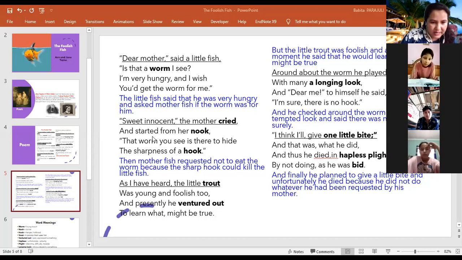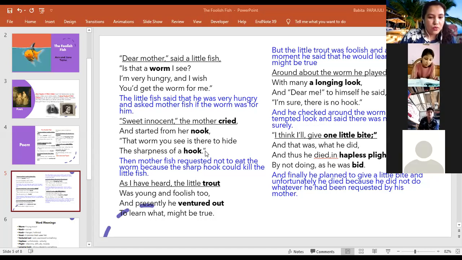Then what happened? Sweet innocent, the mother cried and started from her nook, the worm you see is there to hide the sharpness of a hook. Then who replied in this way, mother fish or little fish?